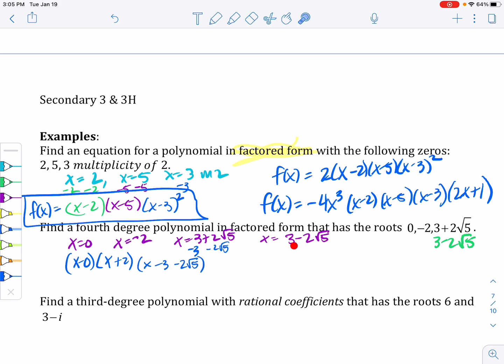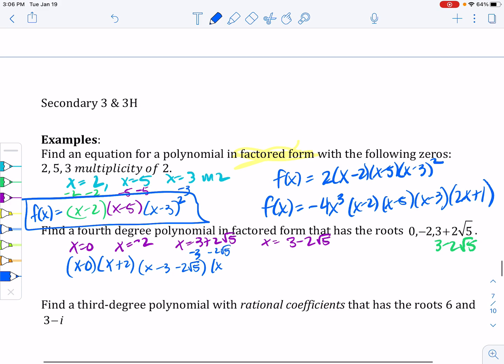If we look at this one, I have to subtract 3 and add the 2 root 5. So I'll have x minus 3 plus 2 root 5. Right? Notice again, these signs are the same, but these ones are opposite because they come in conjugate pairs. Only the middle one changes. Okay? So if we look at our degree, I would have x times x times x times x, which is x to the 4th. So I can't add any extra x-intercepts here because we're only allowed a 4th degree polynomial.